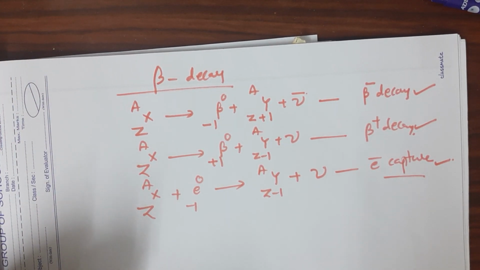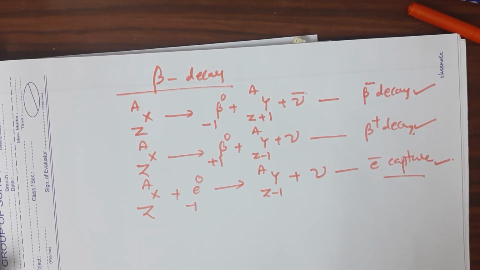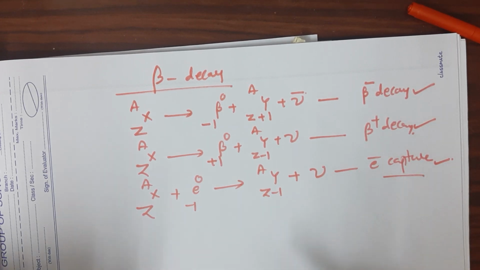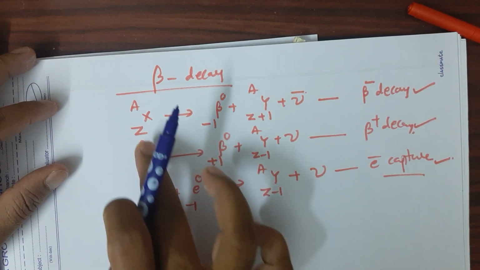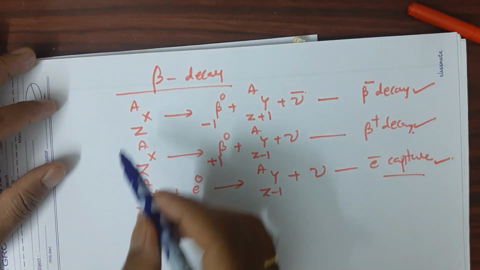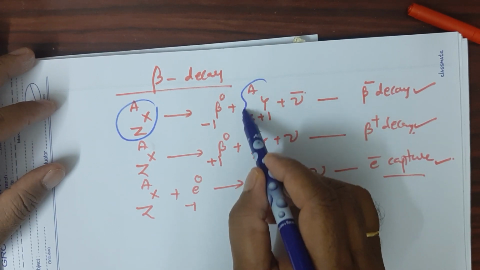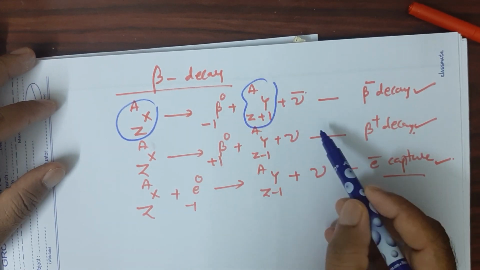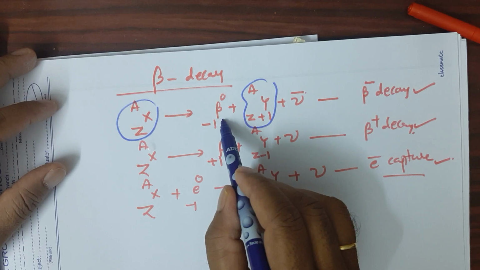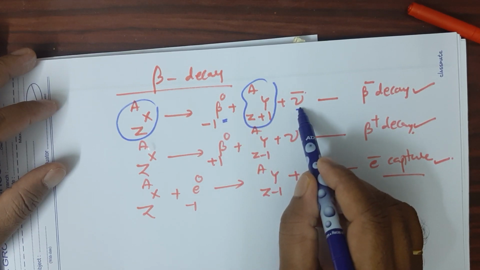In these three processes, we will calculate the disintegration energy. Disintegration energy is nothing but the energy released in the beta decay process. Here this is the parent nuclide, this is the daughter nuclide, the emitted particle beta, and here some other particle, antineutrino.